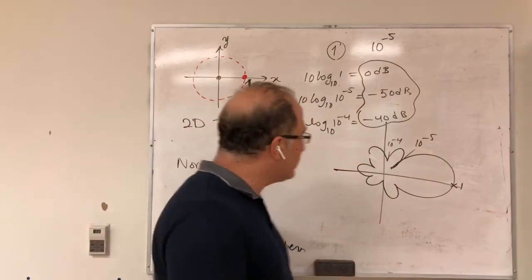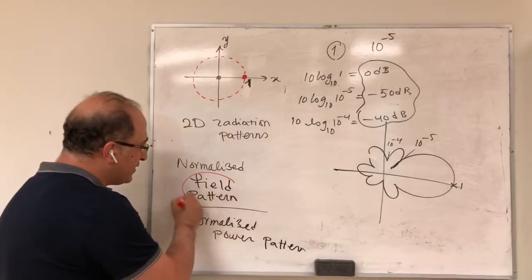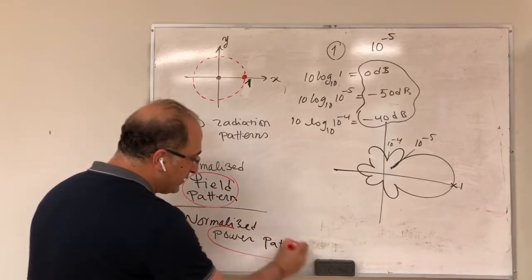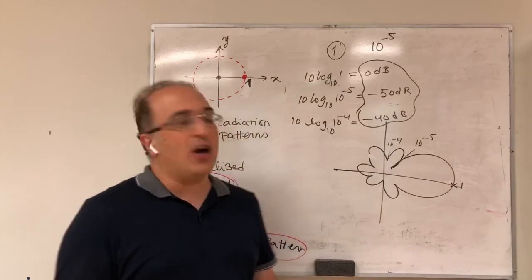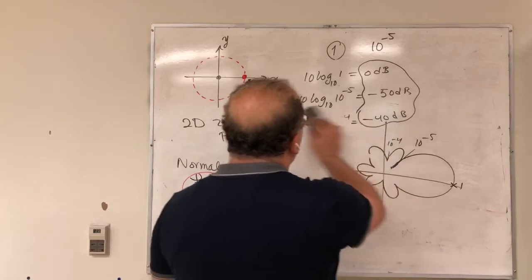Now, back to our discussion about field pattern and power pattern. If we plot them in dB, they're going to be essentially identical. Now, let me tell you why.